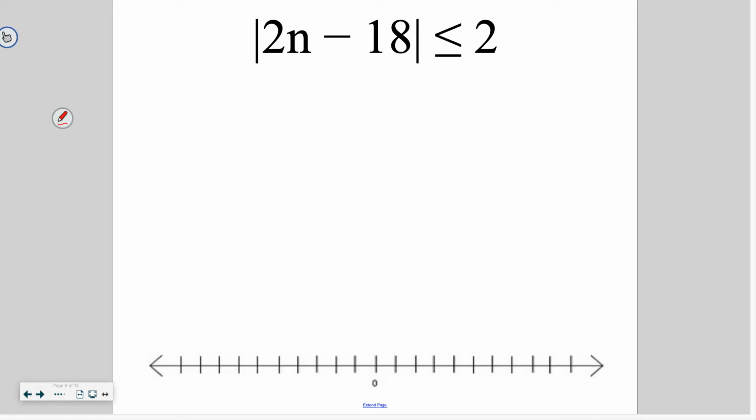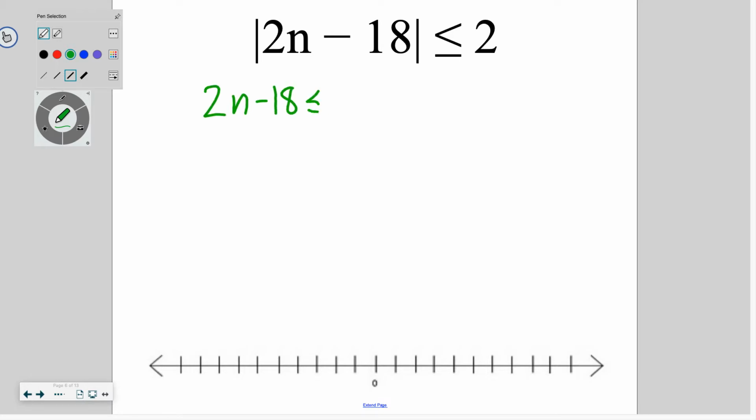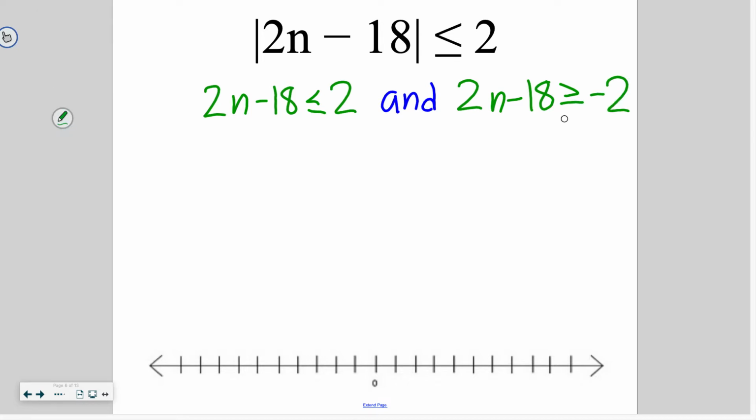Getting into the more complex examples, we still have to pay attention to case 1 and case 2, but now we're going to have to do some additional solving because there's extra information inside the absolute value. There's nothing outside, so I'm good to split it into case 1 and case 2. Case 1 is going to follow that 2n minus 18 is less than or equal to 2. Because we've got less than or equal to, it's going to be an AND statement. And then case 2 is 2n minus 18 is greater than or equal to -2, flipping the inequality sign and making the answer negative.